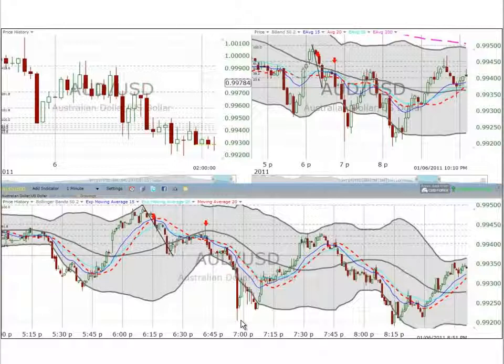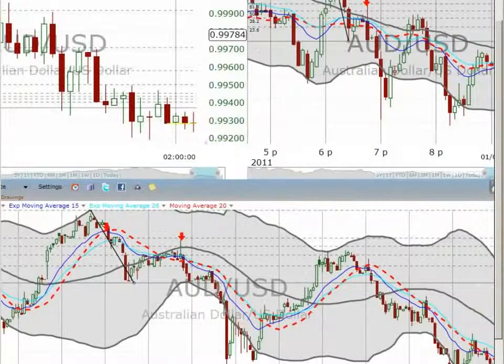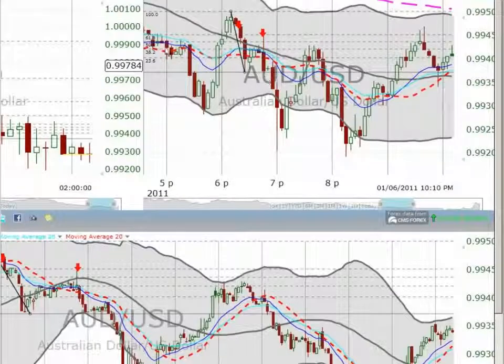This is Australian USD on January 6, 2011. Well, this is a fib play for sure, because that's a fib line, and that's again 61.8 on the top there, drawn between those points. The solid line represents where it connected, and the fib lines are the dashed lines, which show the entry. The numbers are on the side here. So you can see this retraced to the 61.8 level, touched it, and immediately went back down.